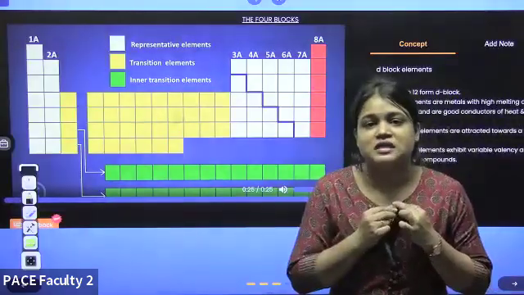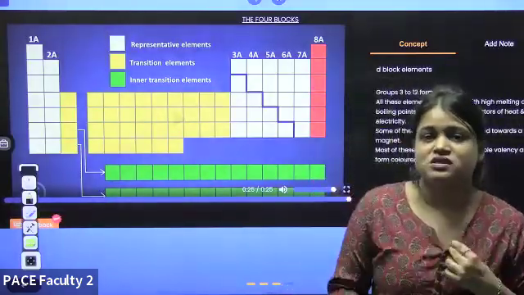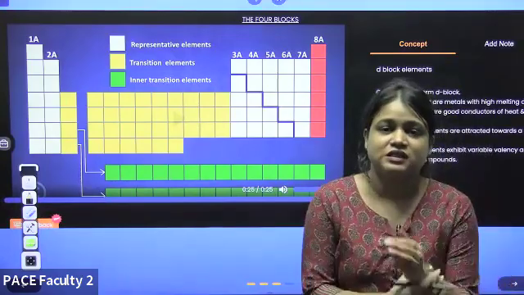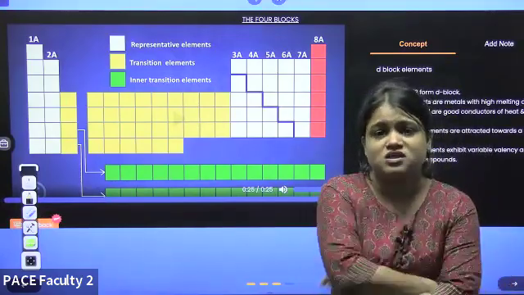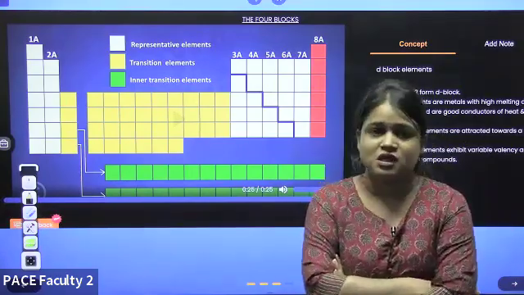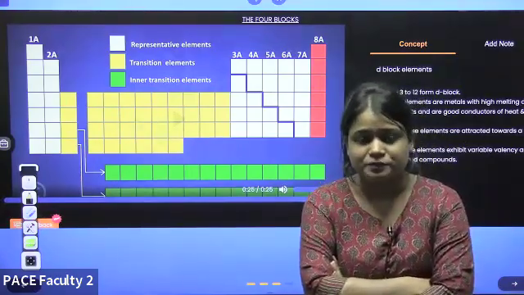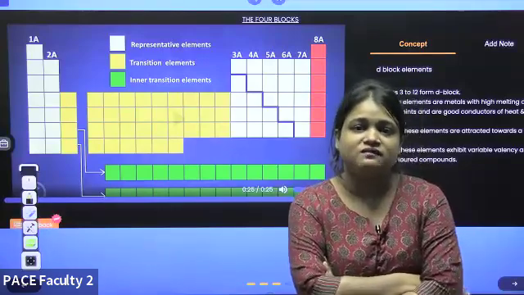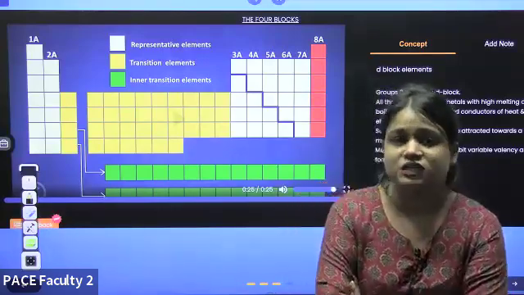So transition elements are called transition because they have variable valency. They have variable oxidation state. In the case of S block elements, the valency is fixed. That will be the number of their group. If group number is 1, then valency is 1. If group number is 2, then valency is 2.